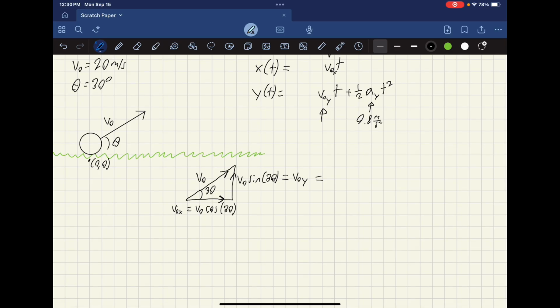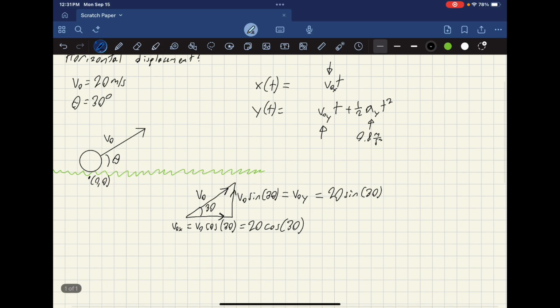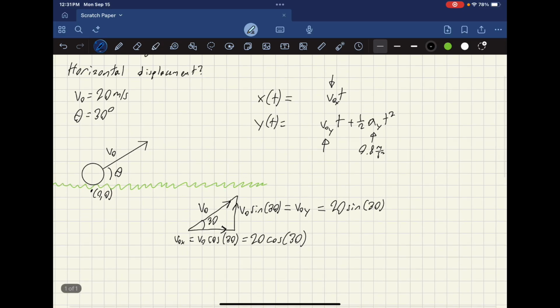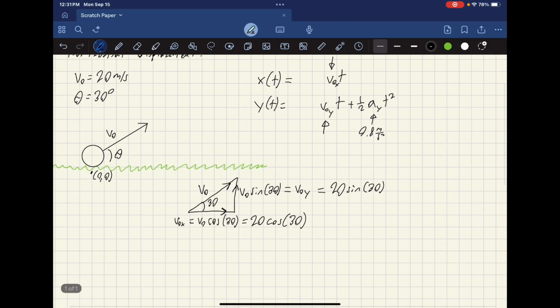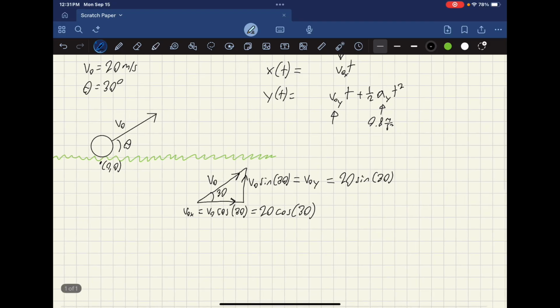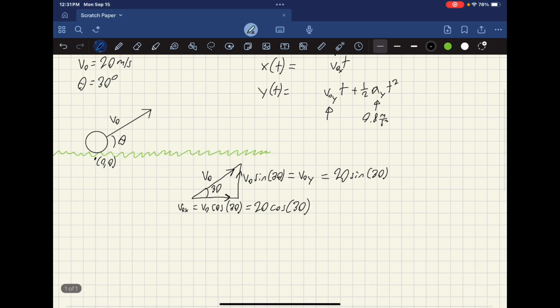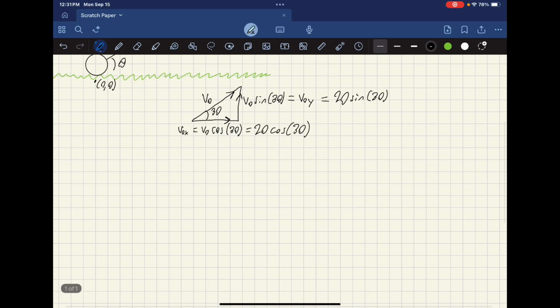So we know that this is going to equal 20 times sine of 30, and this will equal 20 times cosine of 30. If you'd like, you can calculate these out and plug them into your equations now. When I solve physics equations, though, I like to leave it like this so that I'm dealing with less decimals, and then I plug everything into the calculator all at once.